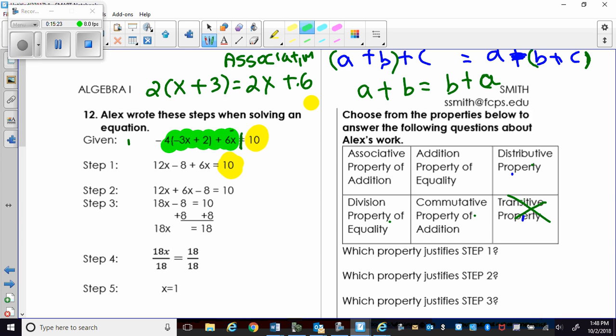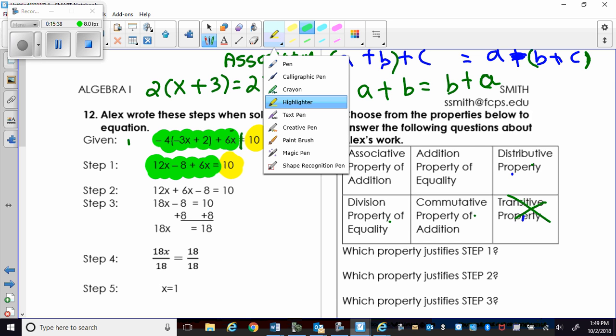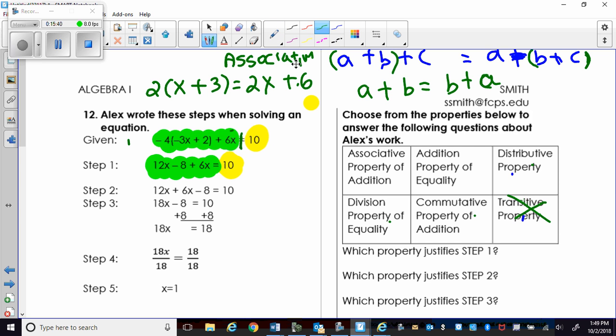Now, look over here. Here's the left side. Did anything change over here? Yes. What did they do? They distributed. That's how you know, that's how you answer these questions. So here, your first answer is going to be, what property justifies step 1? The distributive property. Okay? Now, let's look at step 2.